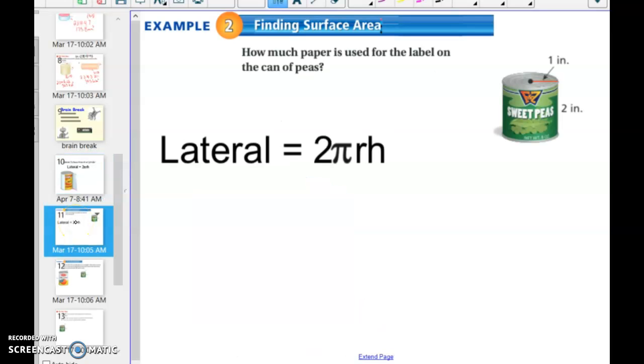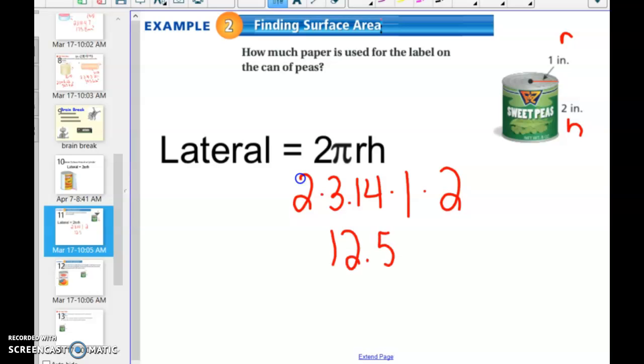So that takes us to example 2. It says, how much paper is used for the label on the can of peas? So I would do 2 times 3.14 times my radius, which is 1, times my height, which is 2, and the amount of material I need to make that label would be 12.56 inches squared.